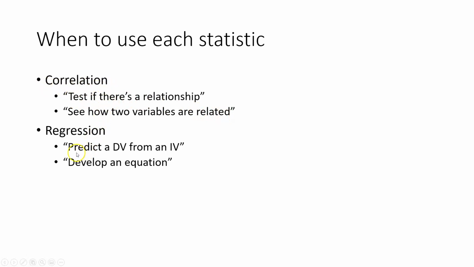If I tell you instead to predict, if I use this word predict, some kind of DV from an IV, so in other words, using an independent variable to predict what somebody would get on their dependent variable, I'm telling you to create a regression equation. Or if I tell you to develop an equation, I'm telling you do a regression. These are the kinds of statements that result in a regression, and these are the kinds of statements that result in the correlation.